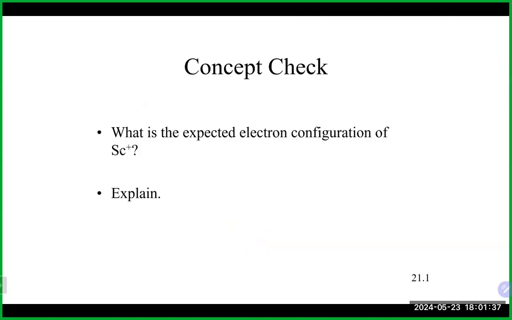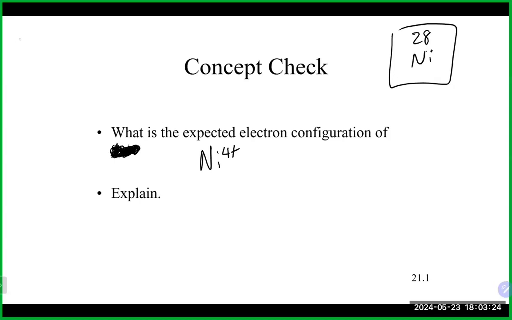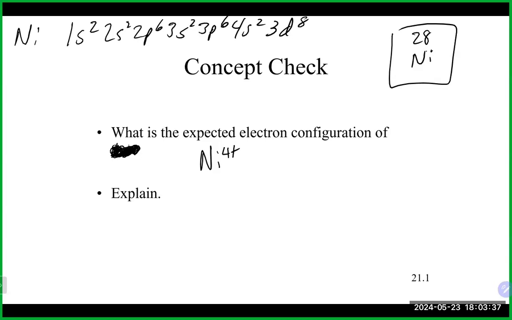So why don't we do nickel with a +4 charge? Nickel with no charge is 28, I believe. If we look at just nickel with no charge, going old school, 1s2, 2s2, 2p6, 3s2, 3p6, a little 4s2, 3d8. And up until this point, that is argon. So you could write argon 4s2 3d8.